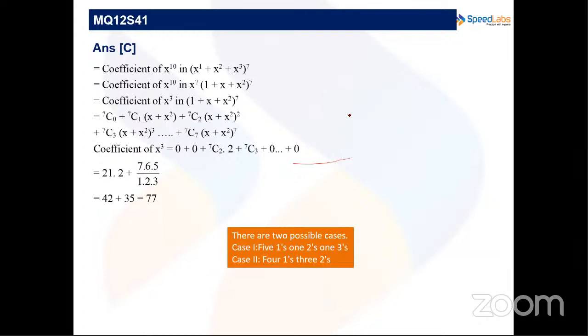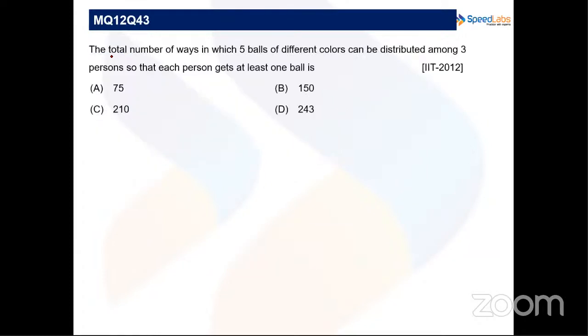Moving to the next question. The total number of ways in which 5 balls of different colors can be distributed among 3 persons so that each person gets at least one ball is.